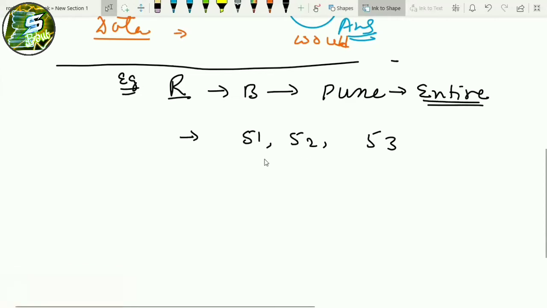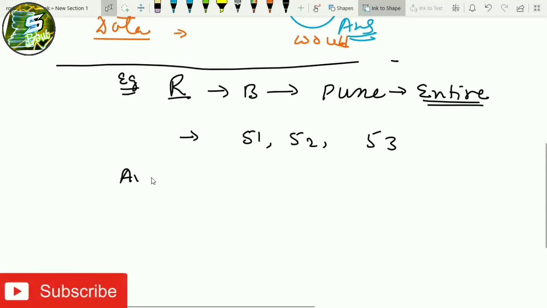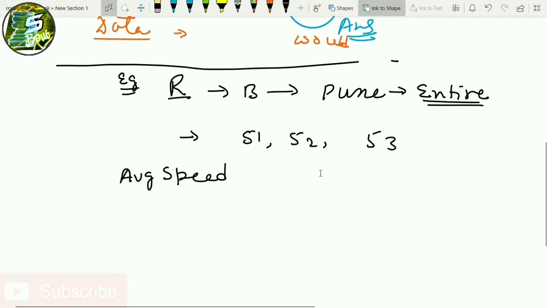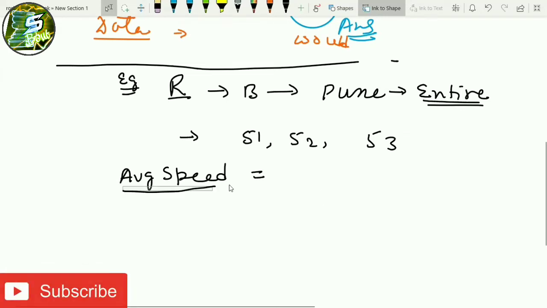So can I please ask, what is the average speed of this journey? Means during the entire journey, how much would the average speed be? What average can I consider from here? Average speed 52. One of my friends said that, sir, it should be 52.